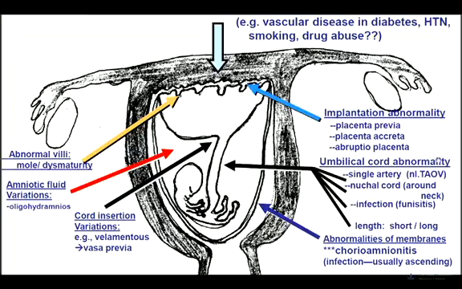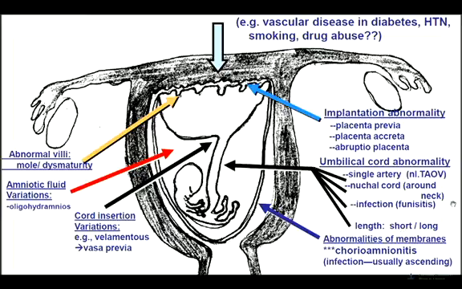Umbilical cord abnormalities. Single artery, normally it's 2 arteries, 1 vein. Nuchal cord. We had one case about 4 years ago where, unfortunately, the infant had absolutely normal prenatal care up until the end, and then the mom didn't feel any movement, and that baby had a cord that was totally wrapped around the neck, and the baby strangled.